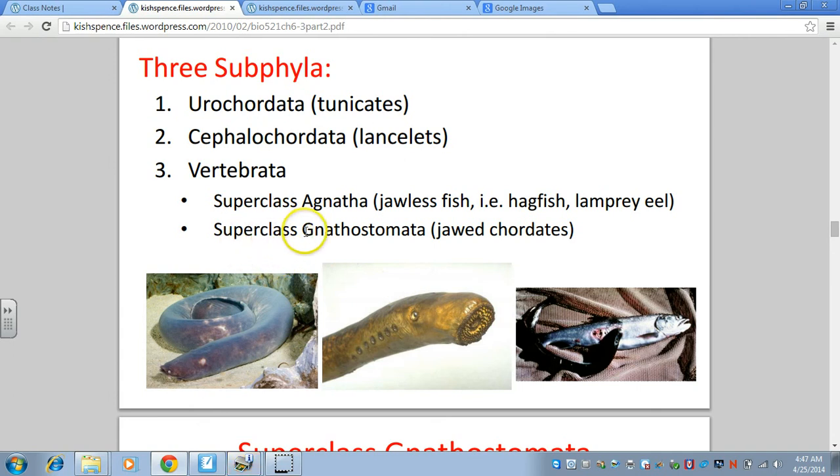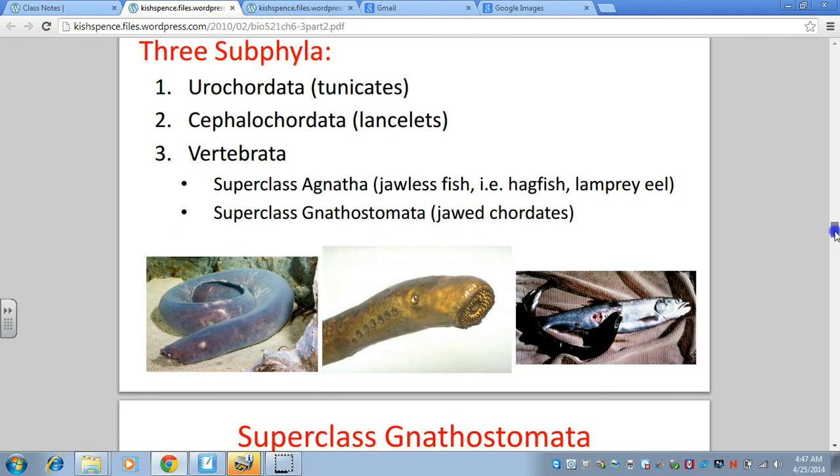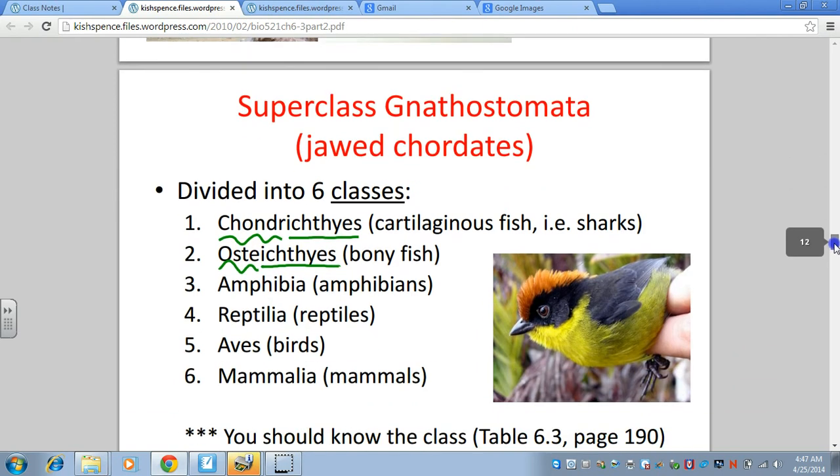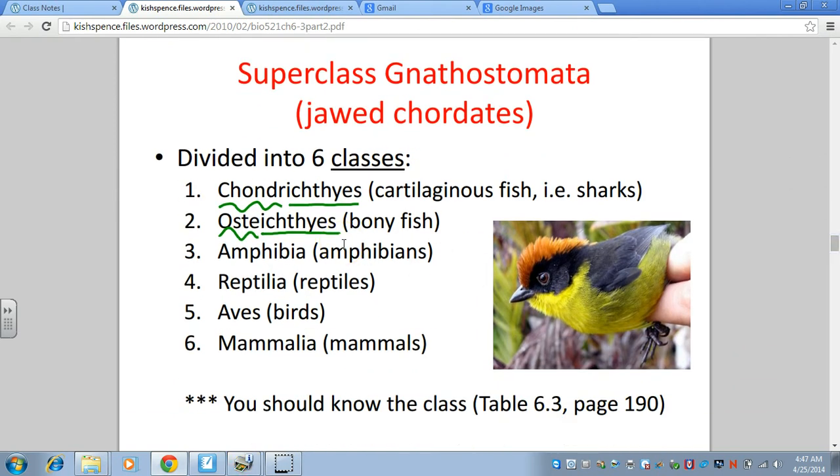The other superclass are the ones with jaws. So superclass Gnathostomata. Gnatho means jaw and stomata means mouth. So they're the jawed chordates. That's the superclass that we belong to, as well as the other jawed vertebrates. So we're going to take a look at these 6 classes of vertebrates. Each of you, in some groups, have dissected or taken a closer look at one of these 6 classes, and so you're going to share in class. This year at least we've done a dissection for a representative for each so that we can share and talk about their key features.